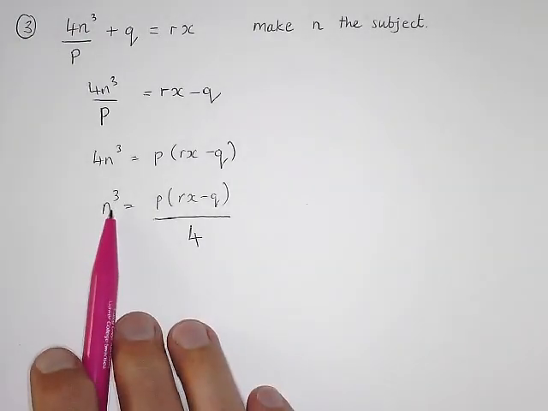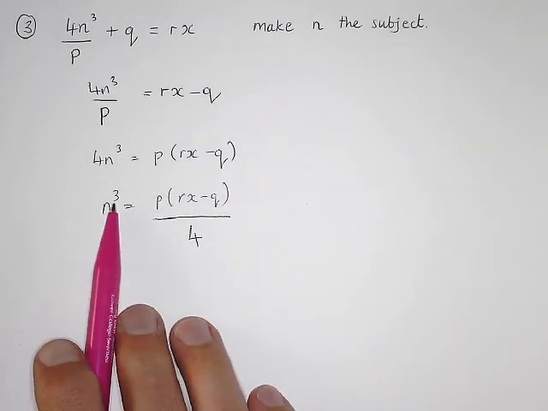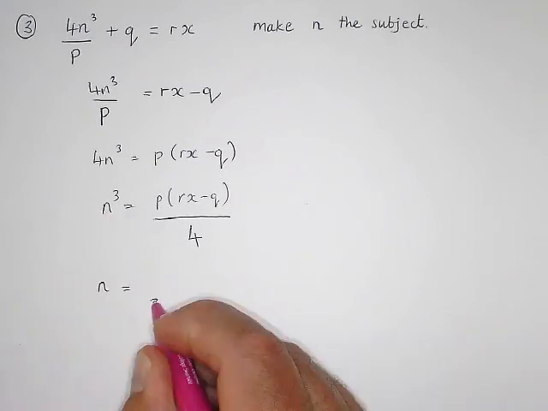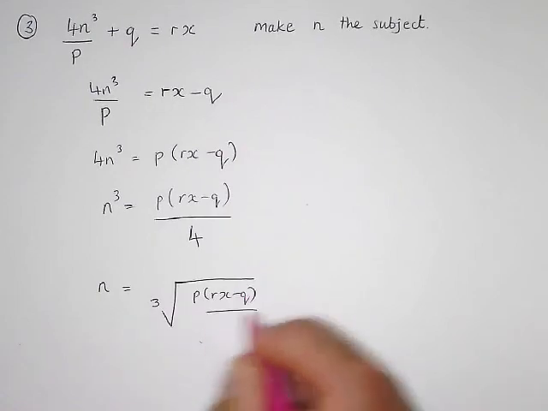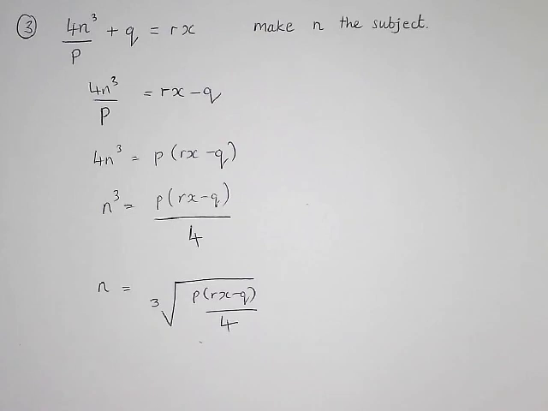And the final step, to get n on its own instead of n cubed: the opposite of cube is cube root. So we are going to cube root this entire formula, and that is the finished answer.